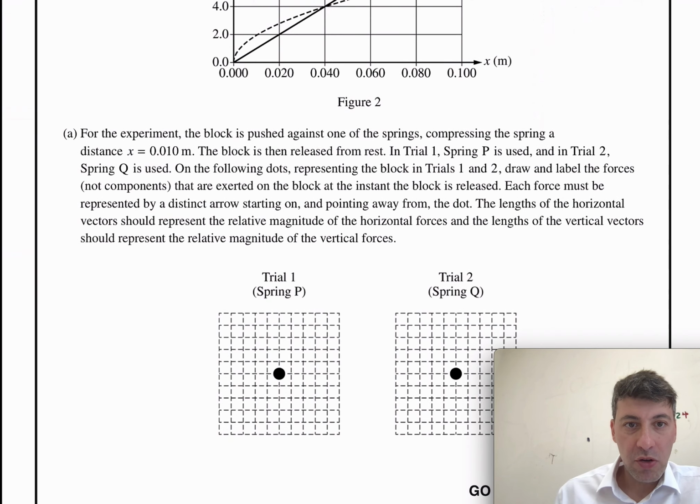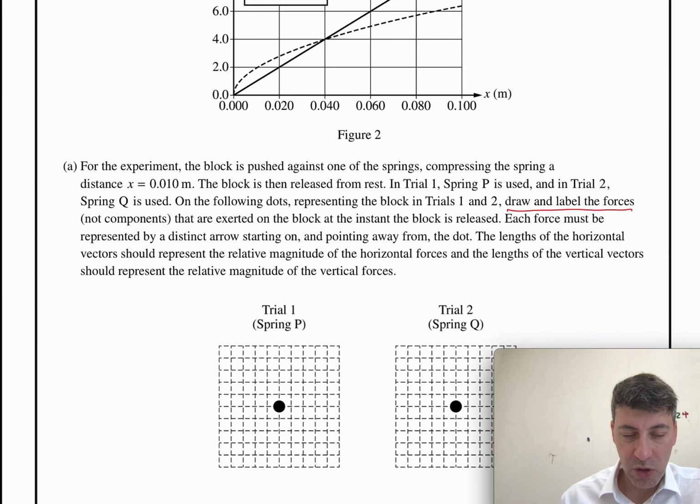For the experiment, the block is pushed against one of the springs and it is compressed at a distance 0.010 meters. The block is released. In trial 1 we use spring P, in trial 2 we use spring Q, and on the following dots we need to draw and label the forces, so we need to draw a free body diagram for the forces that are exerted on the block the moment that it is released. Each force needs to be represented by an arrow and pointing away from the dot. Basically, we need to follow the rules for the free body diagram.